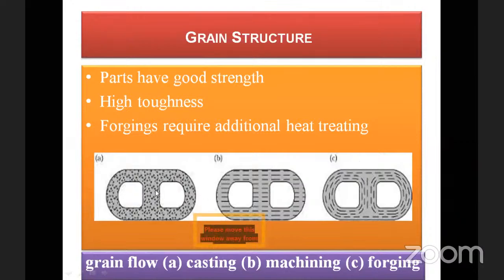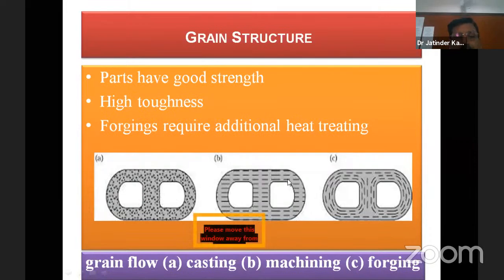Now, these are the same shape produced by different processes. This is a casted product. That means a certain pattern and mold are there. You pour the molten metal in the mold and you get this shape. This one is a machined product. You have a round component, you machine it, you remove material, and you can see the grain structure.